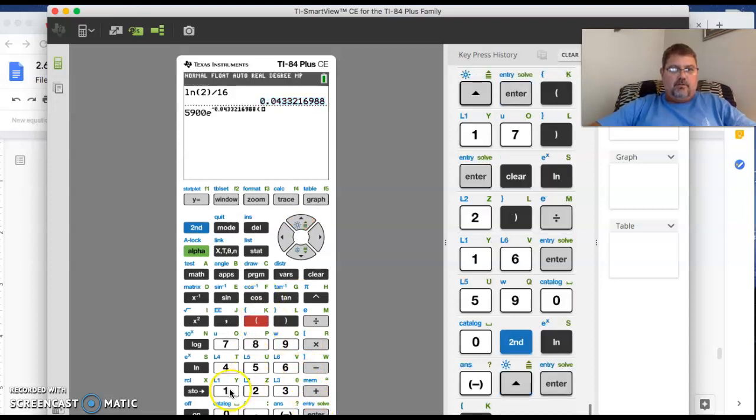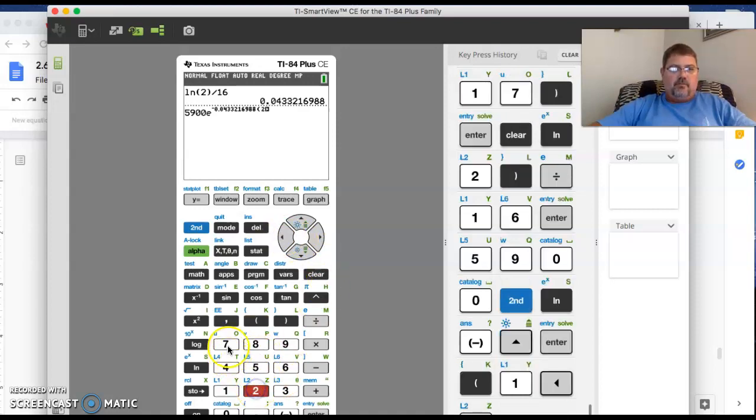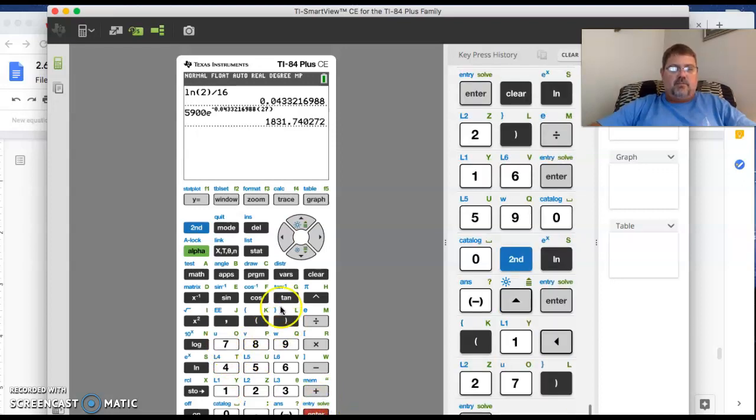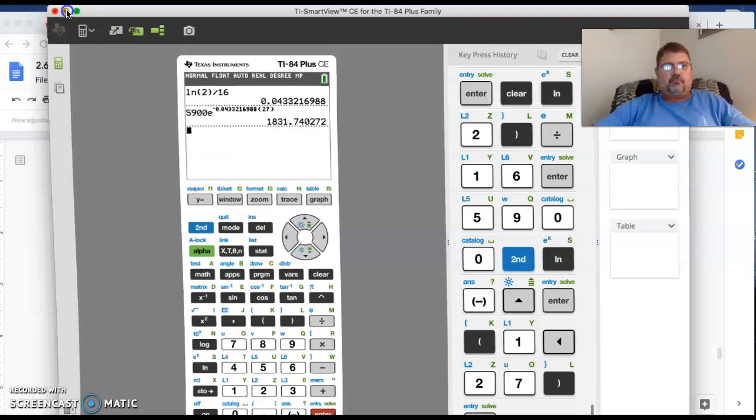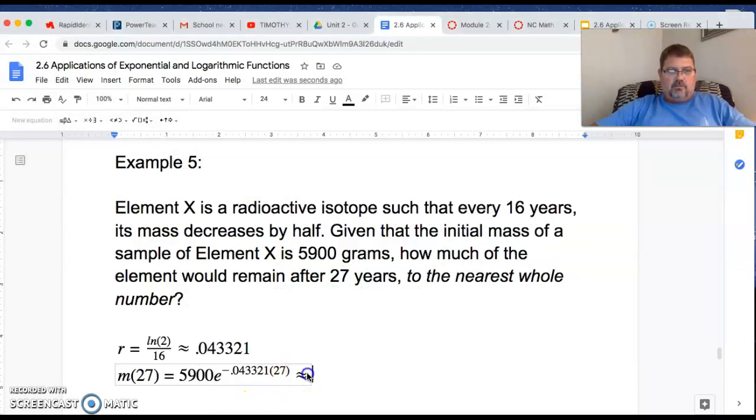Times 16. Nope, it's not 16. I'm about to screw this thing up, y'all. 27. And that gives me about 1,831.7 grams remaining. So we'll say it's approximately 1,831.7.